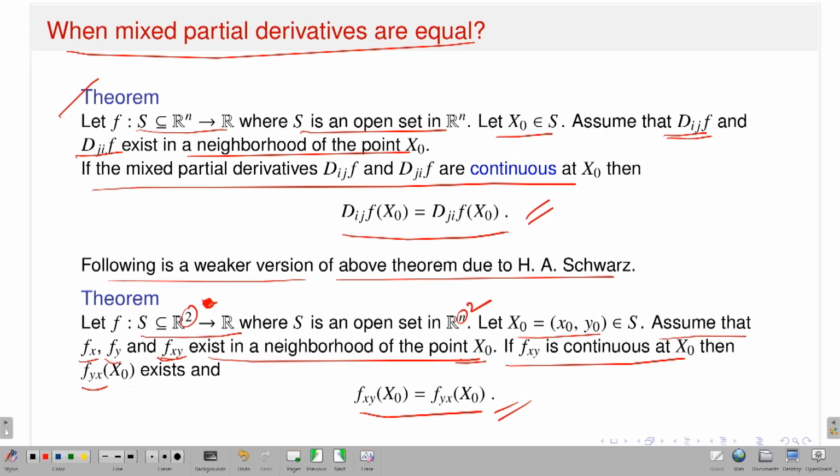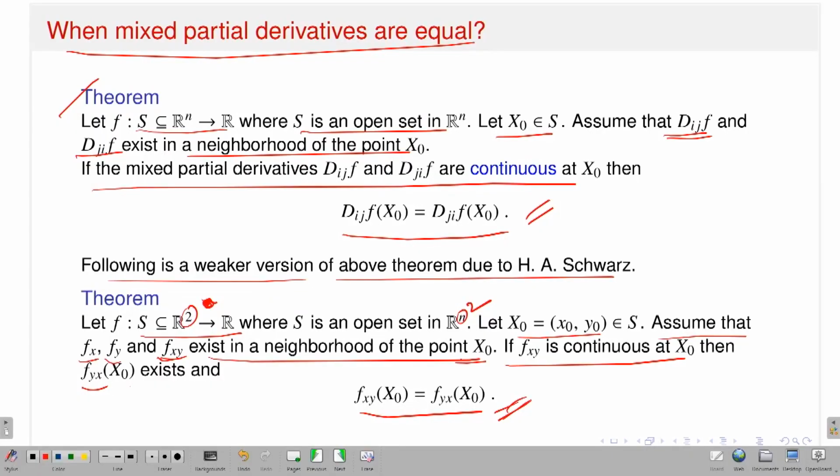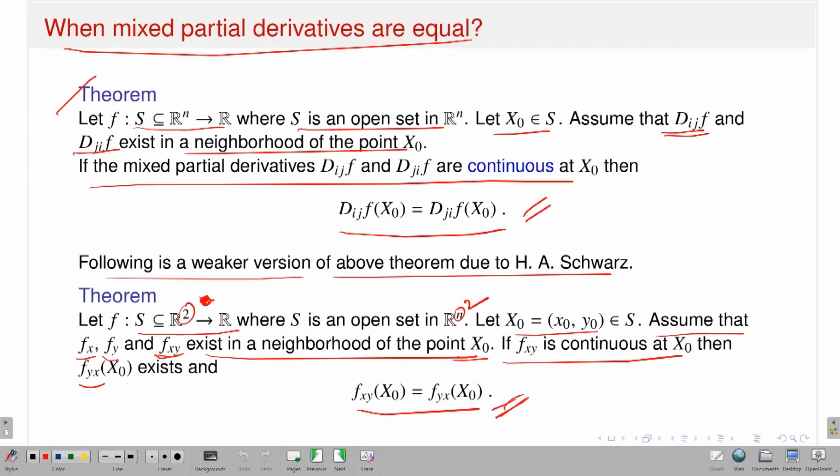In the second one, I need the existence of first order partial derivatives along with one of the mixed partial derivatives, which should not only exist but also be continuous. Then the other mixed partial derivative exists at that point and their values will be equal. So that is called the mixed derivative theorem. Maybe in my next lecture I will give some examples. These are sufficient conditions, right? That means if the mixed partial derivatives exist and are continuous, then their values are equal.